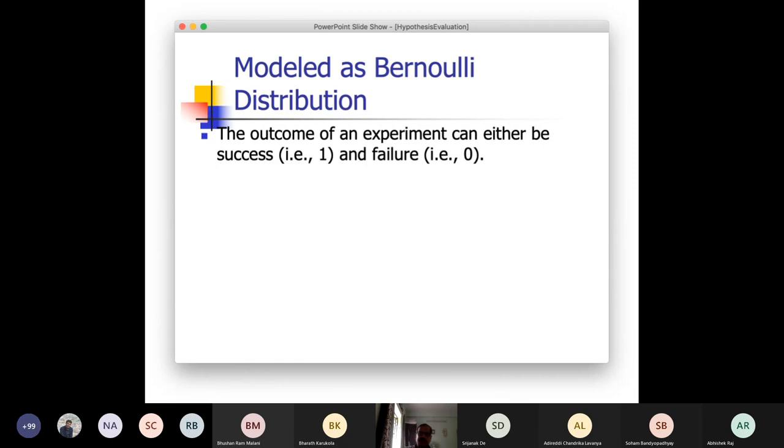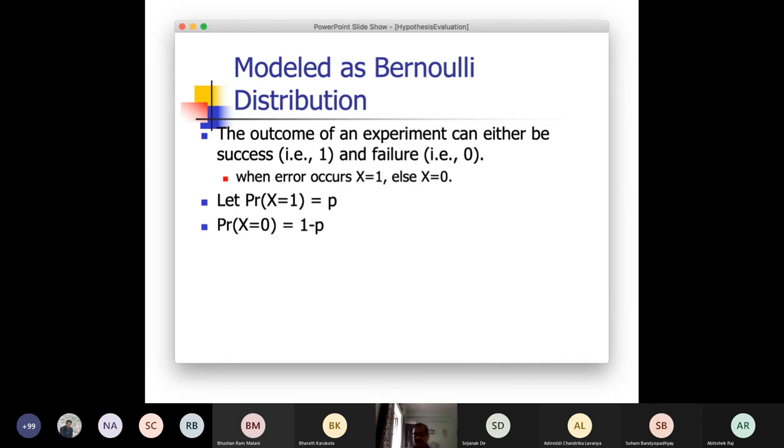In this context, if the error occurs, then the random variable which represents the outcome will have value 1, else 0. Here the terms success and failure are a little fuzzy, because if you get an erroneous sample, that is the success for this process. So let us consider the underlying statistical model: the probability that it would be erroneous, or x equal to 1, is p. So what should be the probability of x equal to 0? That is 1 minus p.